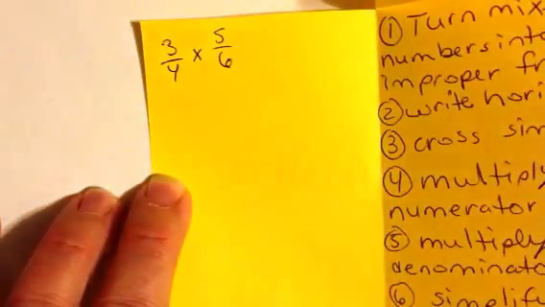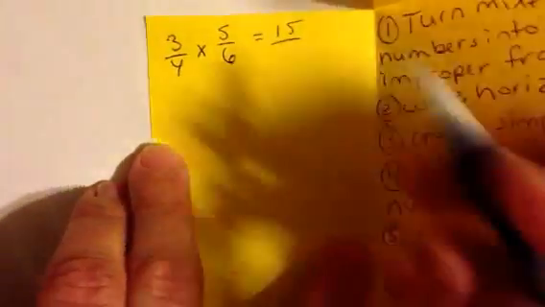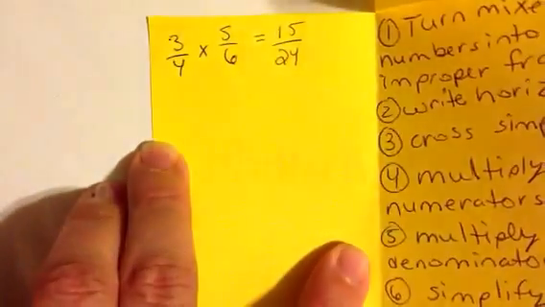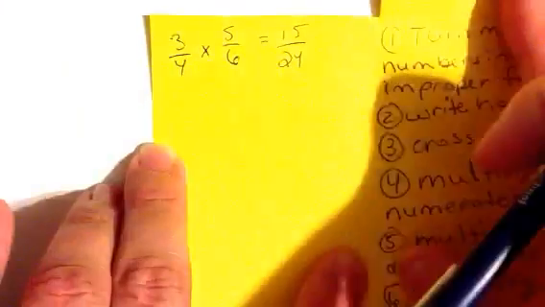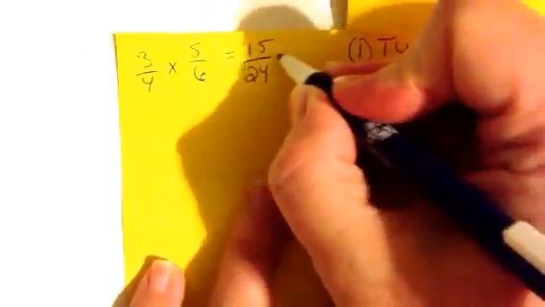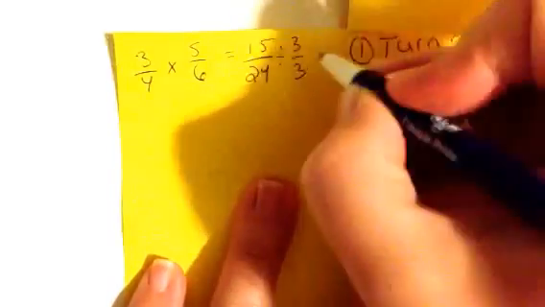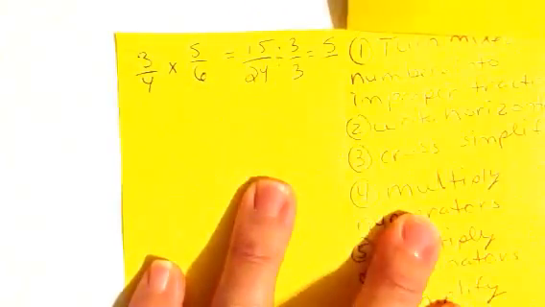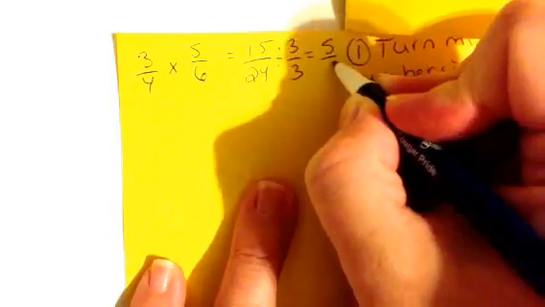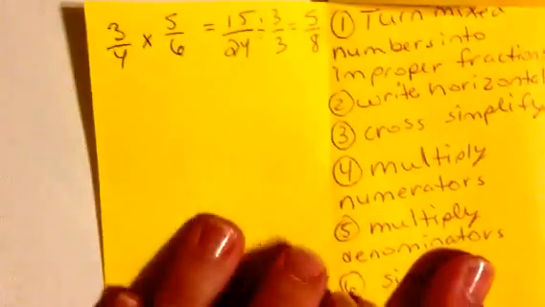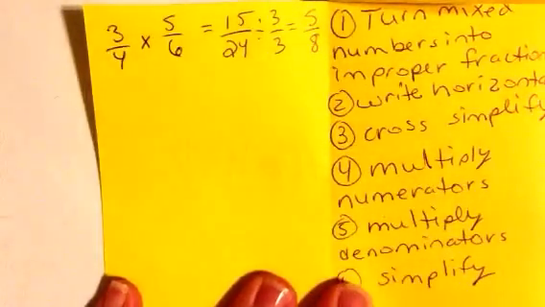So our first example is 3/4 times 5/6. Okay, so what I want to do is just multiply the tops. 3 times 5 is 15, and 4 times 6 is 24. And then I would need to simplify, so I'm going to divide by 3. Well, 15 divided by 3 is 5, and 24 divided by 3 is 8. But I want to show you an easier way to do this with this cross simplification.